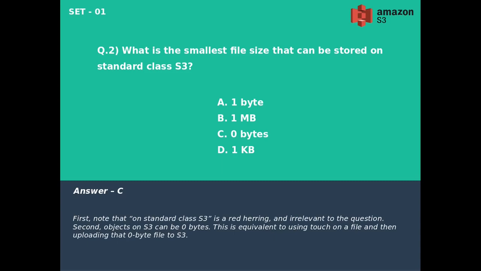First, note that standard class S3 is a red herring and irrelevant to the question. Second, an object on S3 can be 0 bytes. This is equivalent to using touch on a file and then uploading that 0 byte file to S3. So the answer is C, 0 bytes.